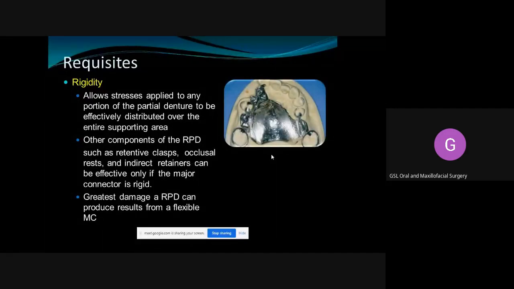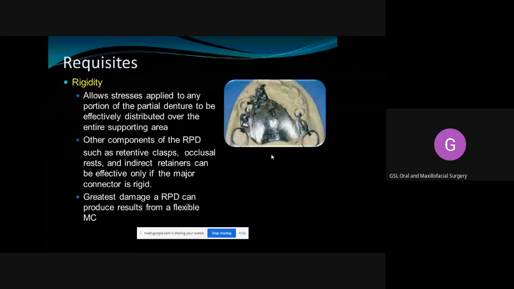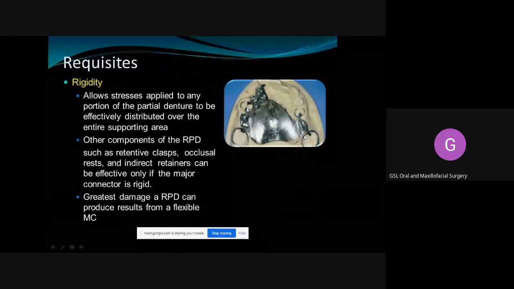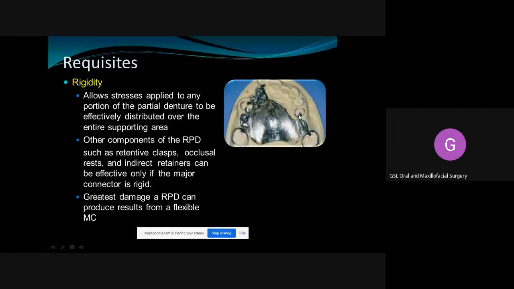So that it allows the stresses applied on any portion of the partial denture to be distributed over the entire supporting area. Now if you see, this is the major connector. Major connector is going to connect all the other components bilaterally. So any force which is applied, for suppose take a force which is applied over this premolar, through this premolar, it is going to be transferred to the other side of the arch also, so that there is equal distribution all over the supporting structures.